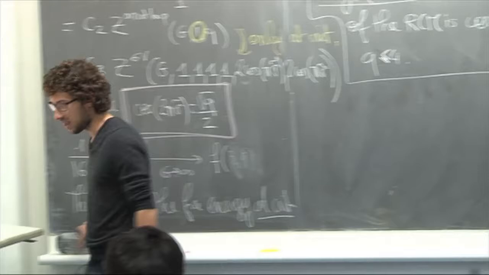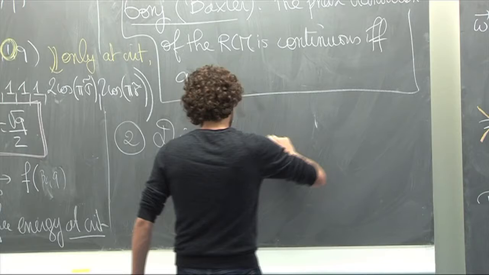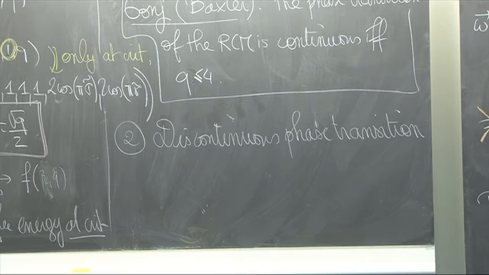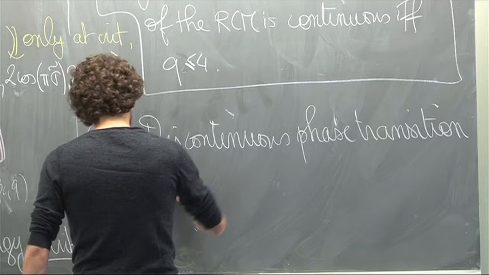Okay, so it's the second part, I guess. Discontinuous phase transition. And here, unfortunately, we don't know yet how to prove it for q larger than 4, maybe in a month, but not now. But we know it for q very large. And that's what I want to prove.